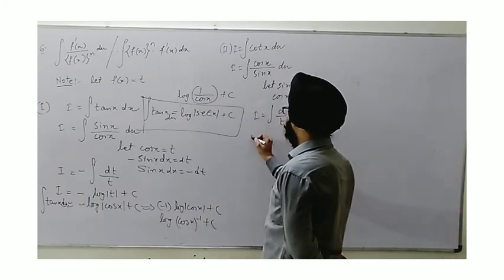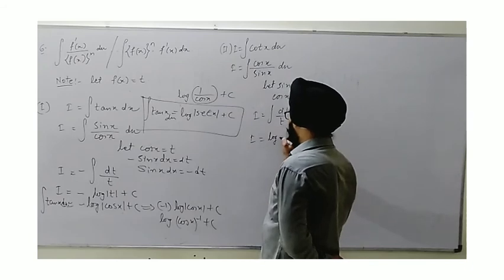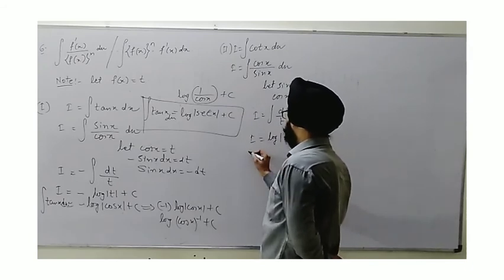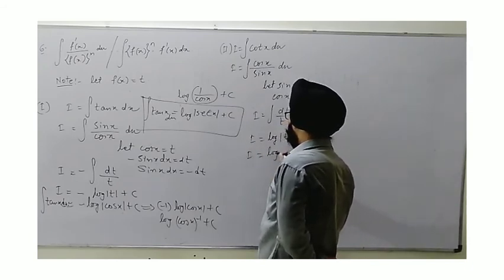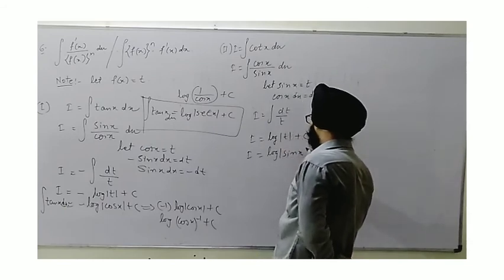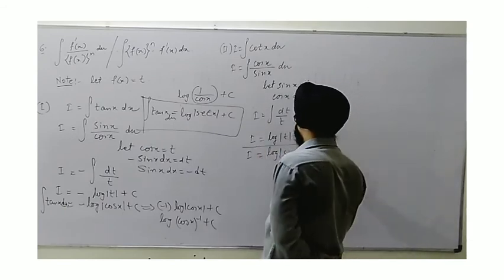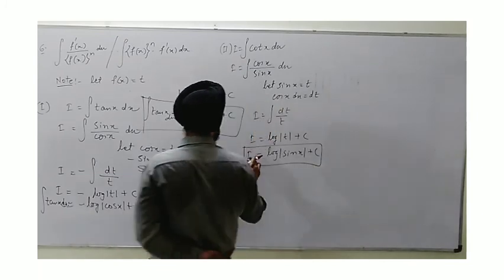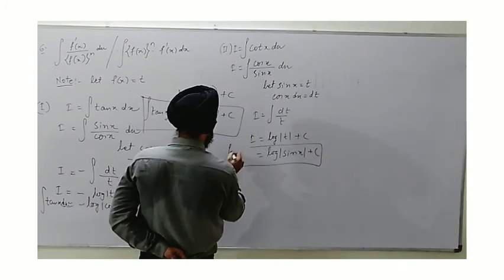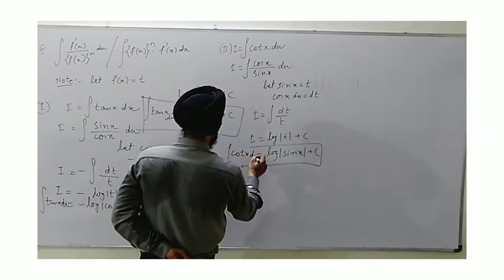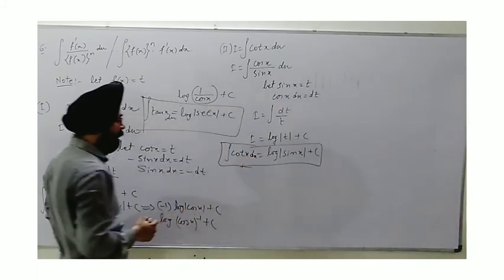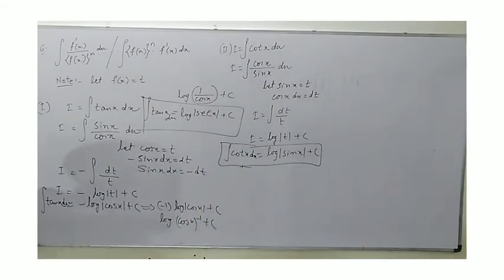You can see this is a similar pattern, nothing special, the same thing we are following. Finally it becomes log sin x, as the value of t we have taken is sin x. So this becomes the formula for integration of cot x. Now this can be listed in the main list. It is not a fundamental one, but still we can use this as an identity.